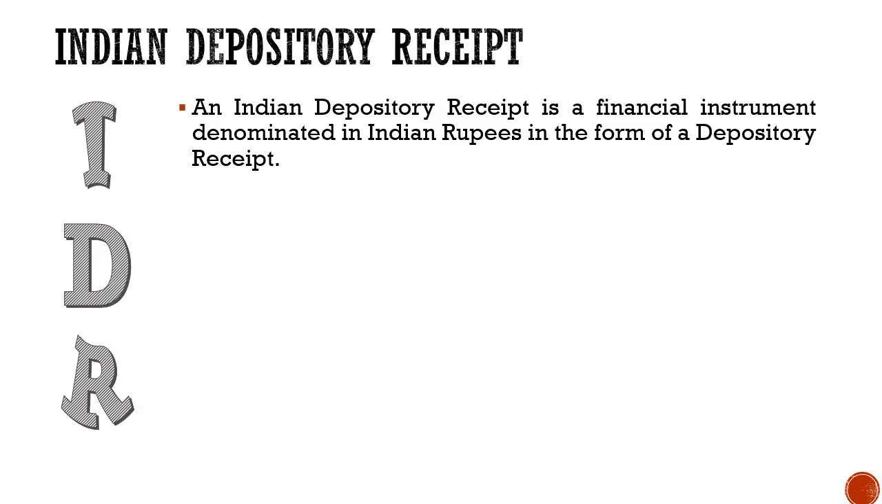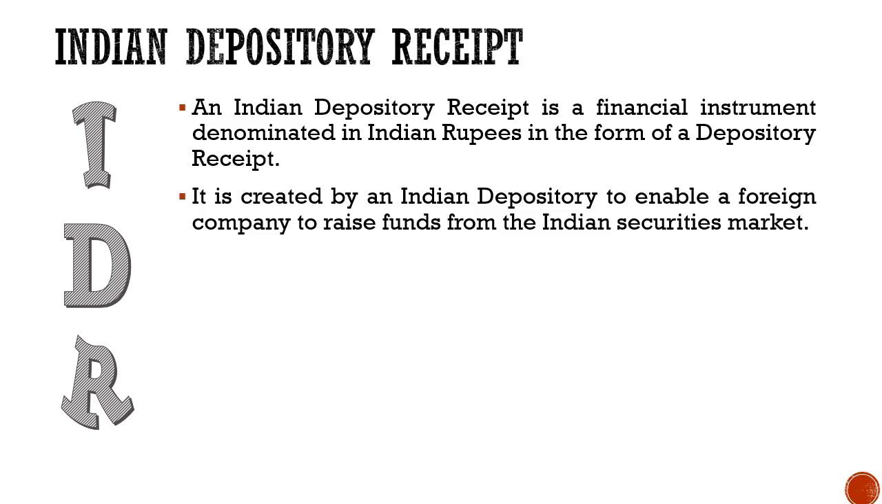The next depository receipt is the Indian depository receipt. Just like an ADR or GDR, IDR is also similar to those, only it is exactly the opposite of them. The Indian depository receipt is a financial instrument denominated in Indian rupees in the form of a depository receipt. So it is an Indian form of depository receipt. It is created by an Indian depository to enable a foreign company to raise funds from the Indian security market.